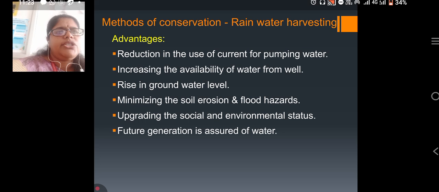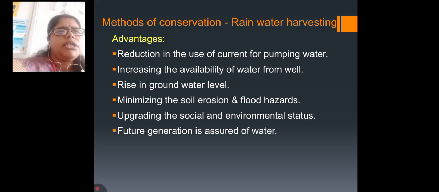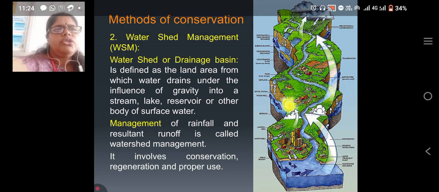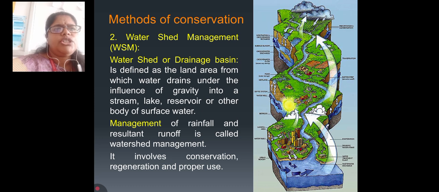So the advantages: reduction in use of current for pumping water, increasing the availability of water from wells, rise in the groundwater level, minimizing soil erosion and flood hazards, upgrading the social and environmental status, and future generations are assured of water. The other method is watershed management, WSM.